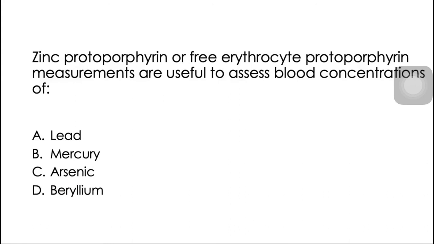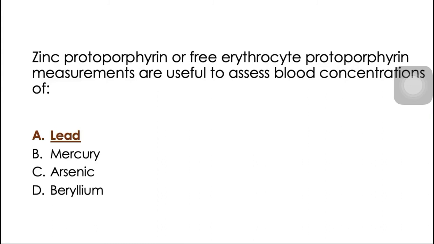Zinc protoporphyrin or free erythrocyte protoporphyrin measurement are useful to assess blood concentrations of lead, because lead also affects heme synthesis. No? So instead of iron binding to our protoporphyrin IX, iron is not able to bind there. Because of that, the free erythrocyte protoporphyrin increases. So that means there is no iron present, or instead of iron, zinc takes its place. So, zinc protoporphyrin. So, the level of FEP or free erythrocyte protoporphyrin and ZPP or zinc protoporphyrin is high in a case of lead poisoning.